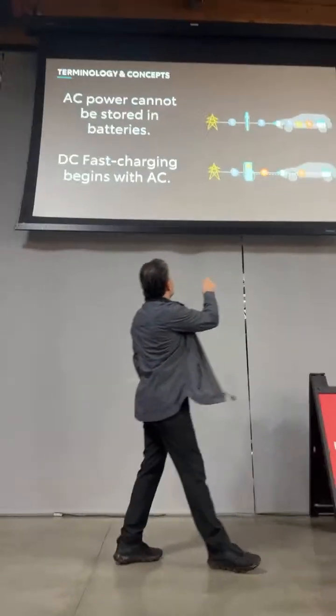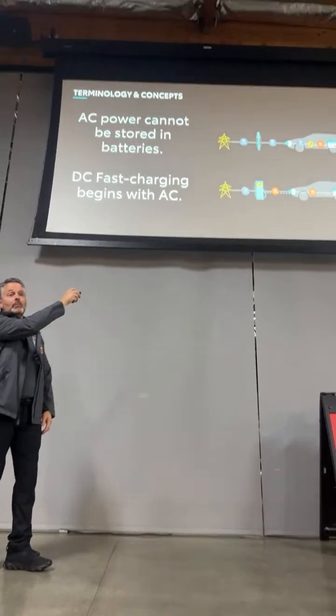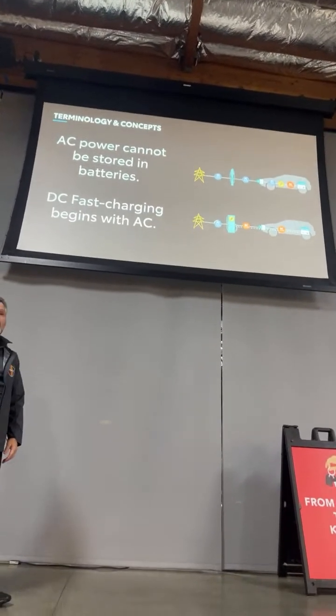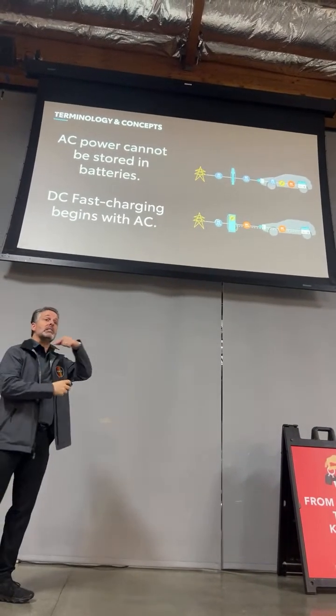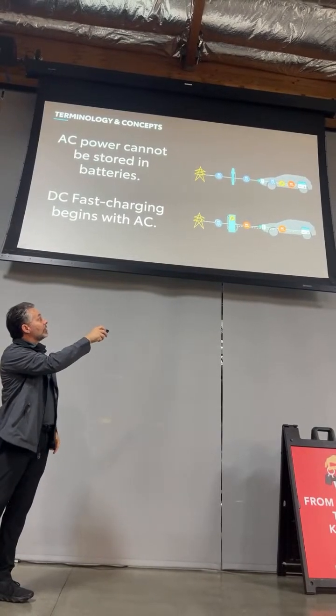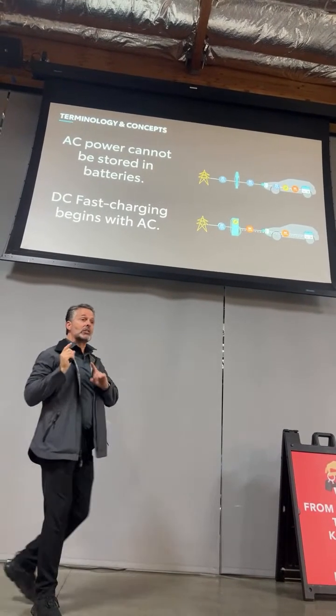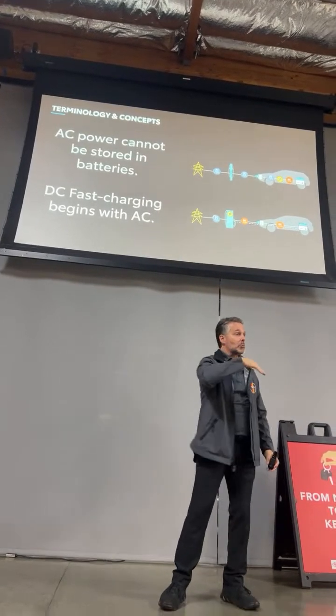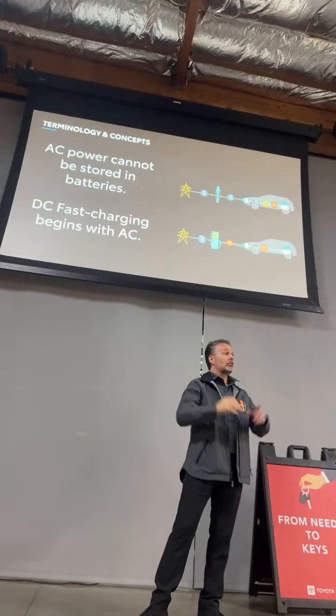Let's look at the DC network. It still starts as AC. It goes from the grid into the charging station, but look at this. The charging station does all the work for you. It already converts it to DC. So now when you're plugging it into your vehicle, you're getting DC current flowing directly into your battery pack. It bypasses the onboard charger, so it's going to get there much more quickly and with much more power. Two ways of doing it.